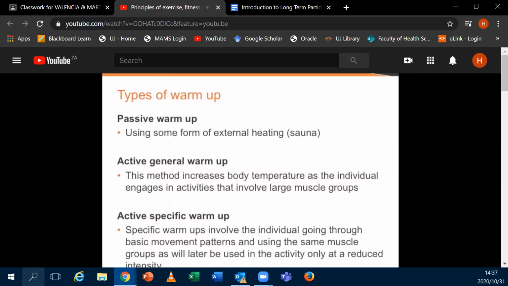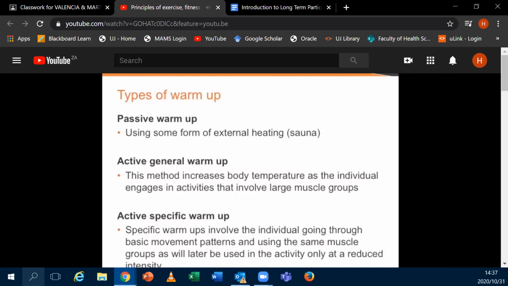Active general warm-up. This method increases body temperature as the individual engages in activities that involve large muscle groups. This could be the sort of warm-up you do prior to a gym session. 5 minutes on a cross trainer, followed by some dynamic stretches.